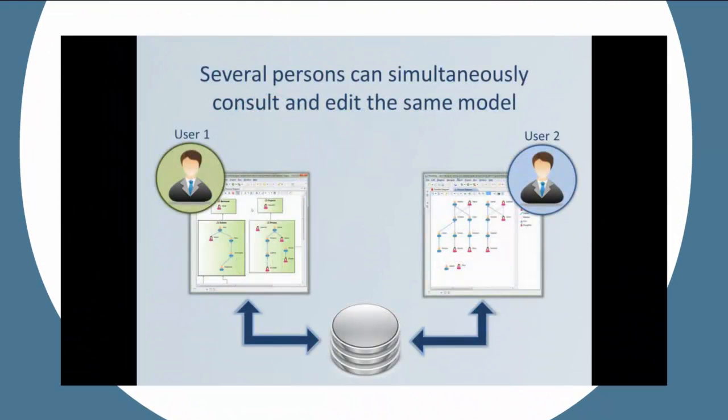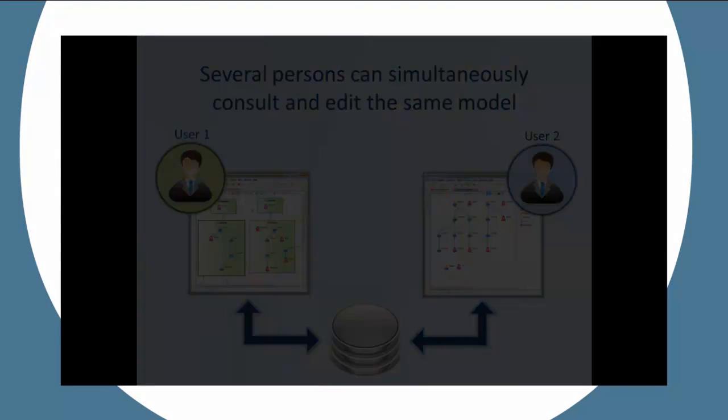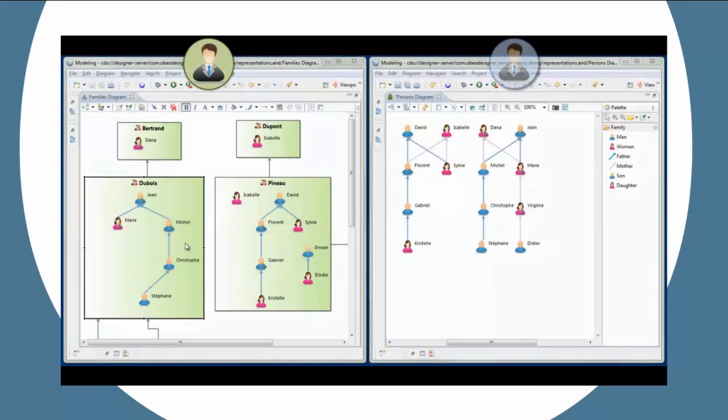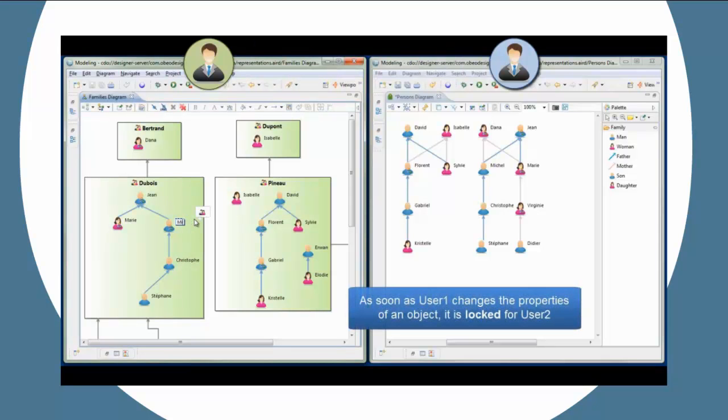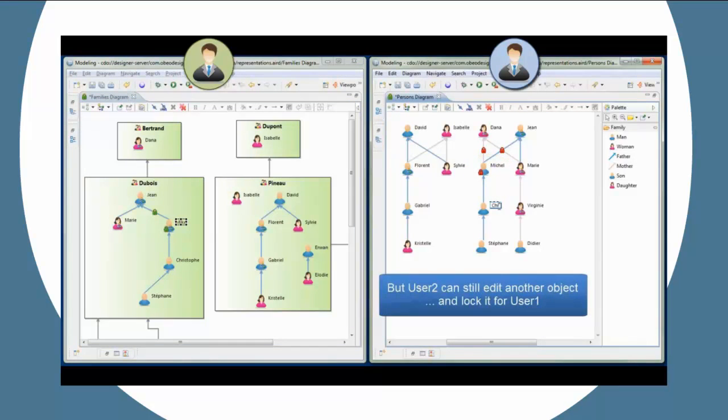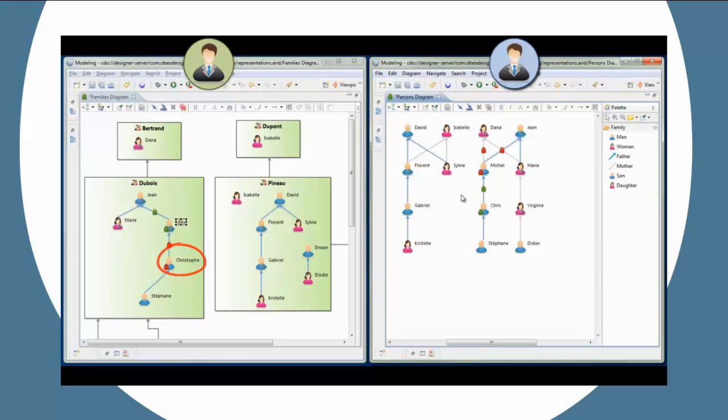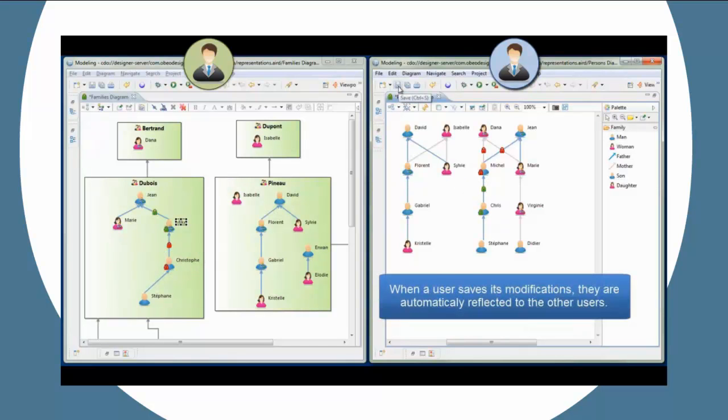Obeo Designer allows you to store your models and representations in a CDO repository to facilitate collaborative work with other team members. The same representation can be edited simultaneously by several users located in different places. Any object being edited is automatically locked and other users are notified by a specific icon visible on all the representations where the object is visible. The lock is automatically released once the modifications are saved.